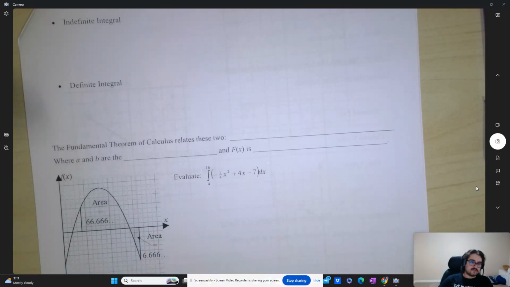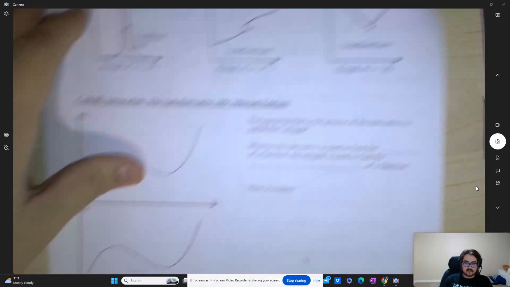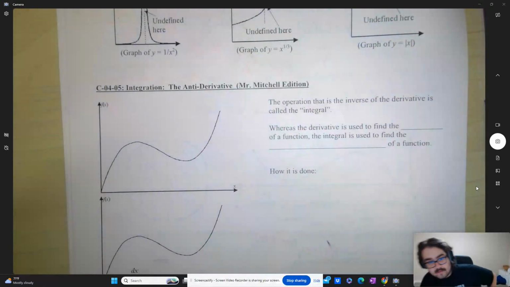Okay, integrals. I'm so excited. I'm actually starting right here. Okay, this is for me page 10.